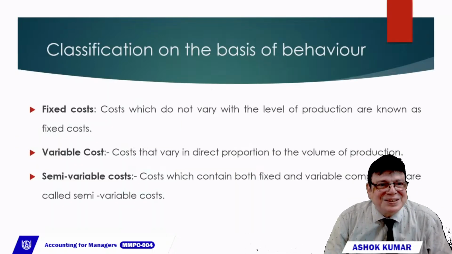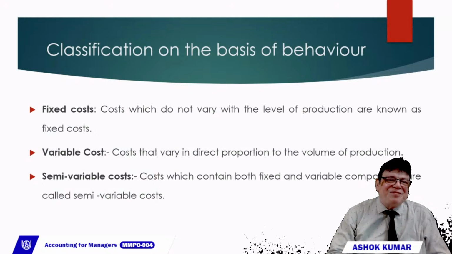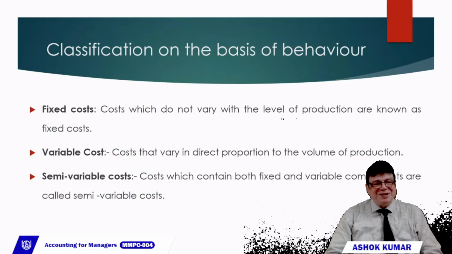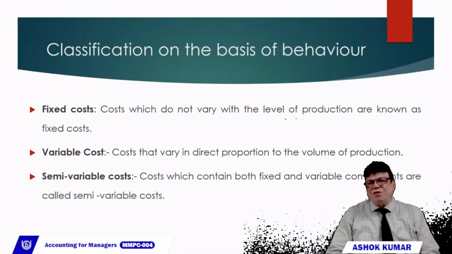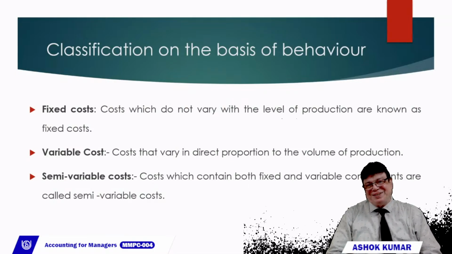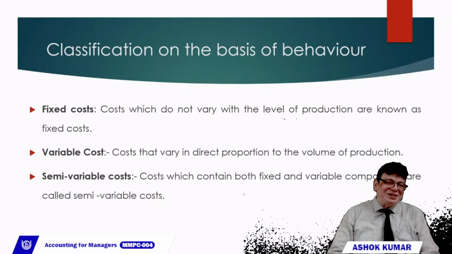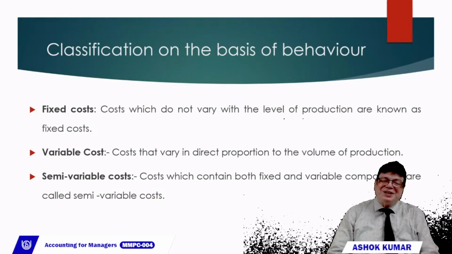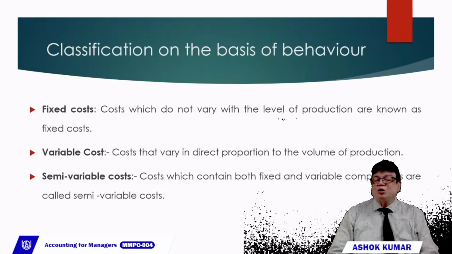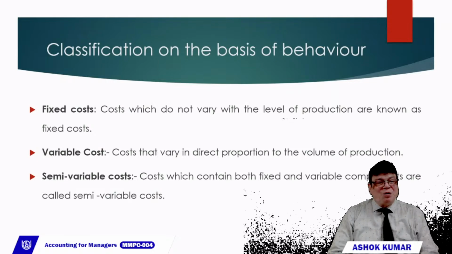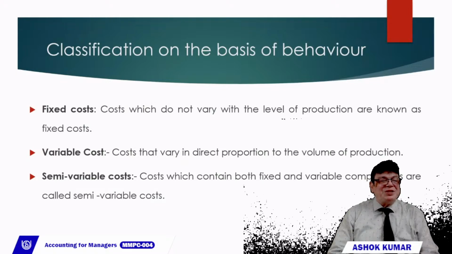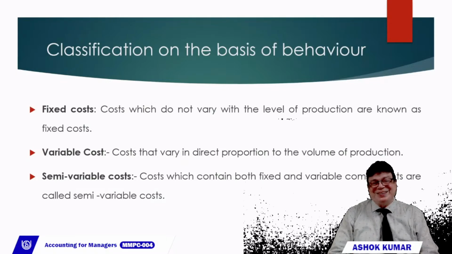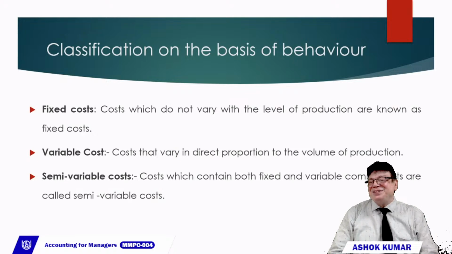Now the next is classification on the basis of behavior. First is fixed costs. Costs which do not vary with the level of production are known as fixed costs. For example, cost of the machinery, cost of the premises of the factory. So these are fixed costs. They are not going to alter.